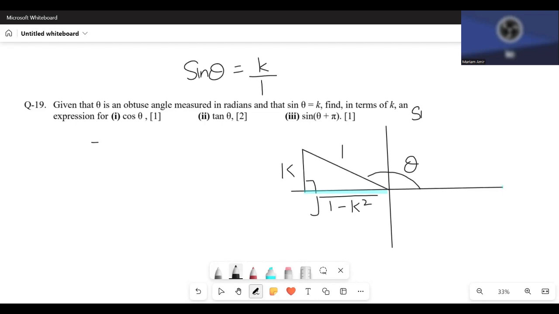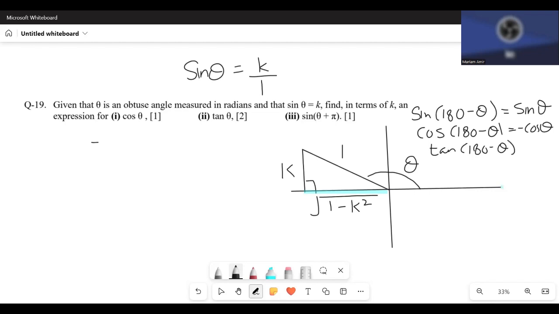Okay. Now, again, let's go back to the O-levels identities. We know that sine of 180 minus theta is equal to sine theta. Also, I'm writing the other two identities. Cos of 180 minus theta is equal to minus cos theta, and tan of 180 minus theta equals negative tan theta. So for sine theta, the value does not change. Sine of 180 minus theta gives us the same answer as sine theta.